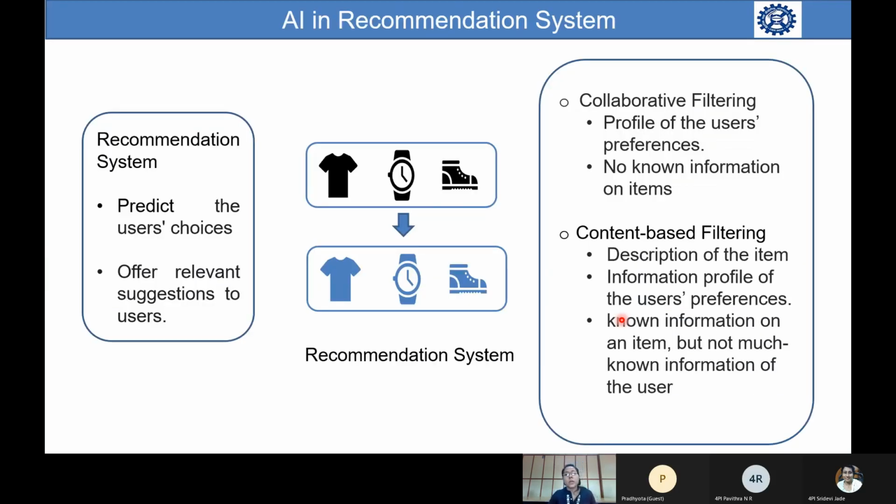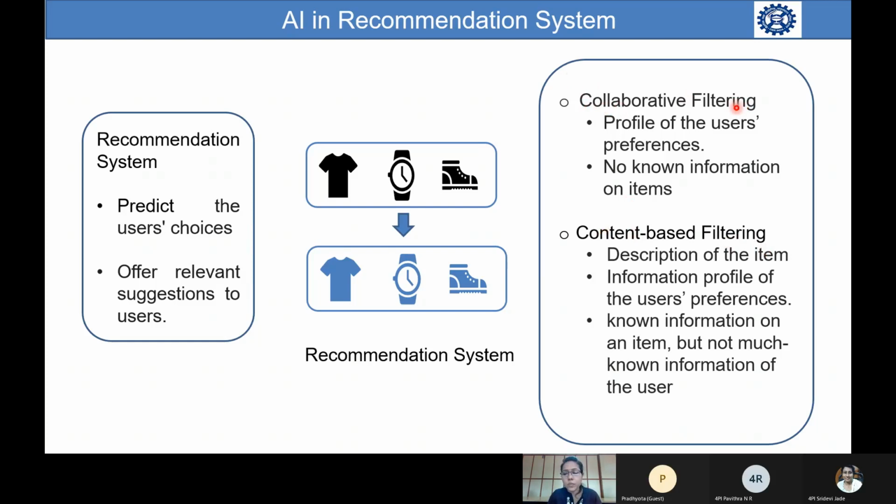Now we will come to the recommendation system. You often do online shopping on Amazon or some other portal. So that is where they use the recommendation system. In this system, they predict the user's choice and offer relevant suggestions to the users. A recommendation system can be designed based on two algorithms: one is collaborative filtering, another is content-based filtering.